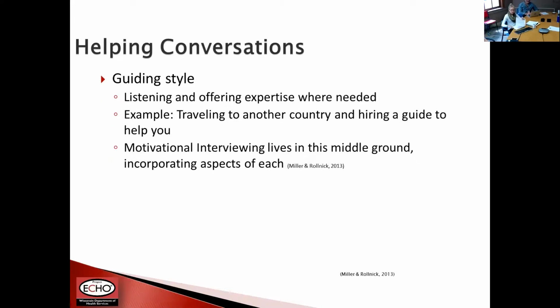So in the middle of this continuum is a guiding style. The helper is listening and offering expertise where needed. An example would be traveling to another country and hiring a guide to help you. The guide does not tell you when to arrive, where to go, what to see, or what to do, but they also do not just follow you around wherever you happen to wander. So motivational interviewing lives in this middle ground, incorporating aspects of each.